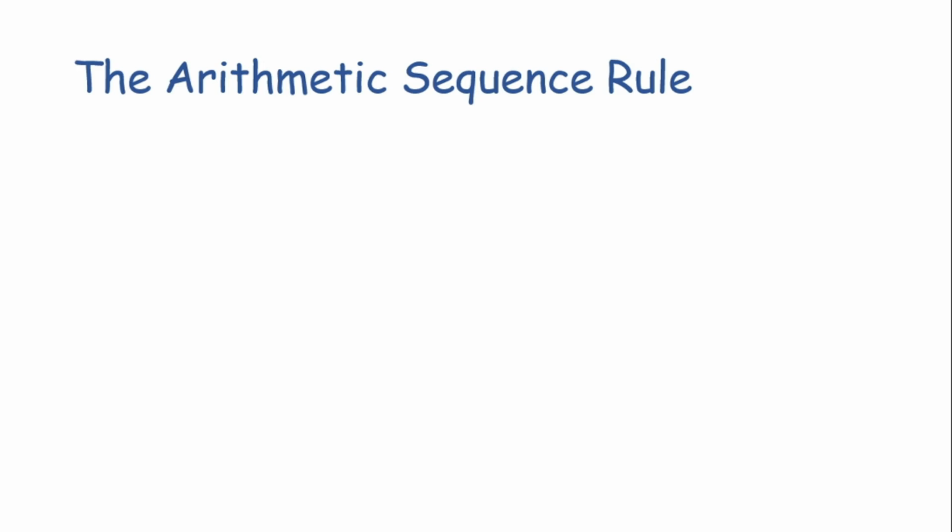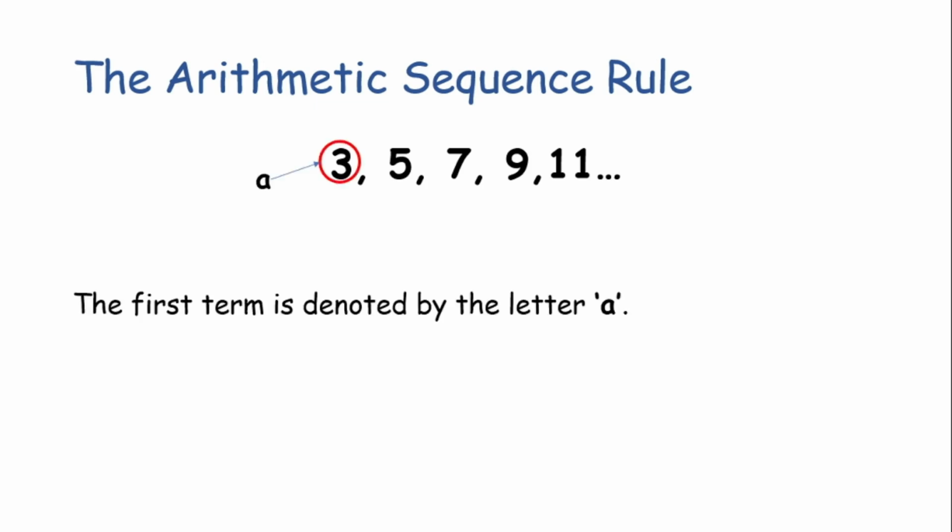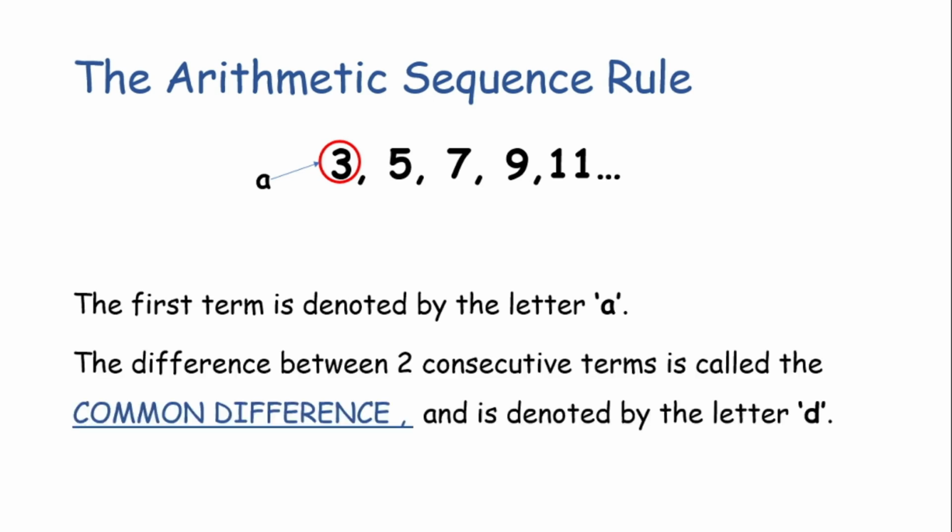Here we have the numbers 3, 5, 7, 9, and 11. The first term in this sequence is denoted by the letter A, and in this case is given as 3. The difference between two consecutive terms is called the common difference and denoted by the letter D. In this case, if we take any two consecutive terms, we get 5 minus 3, which is 2, or 7 minus 5, which is 2. So the common difference is given as 2.